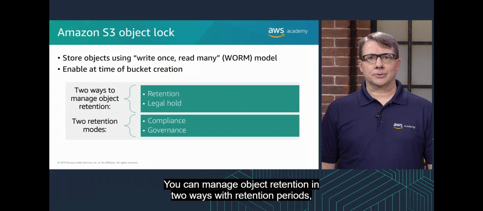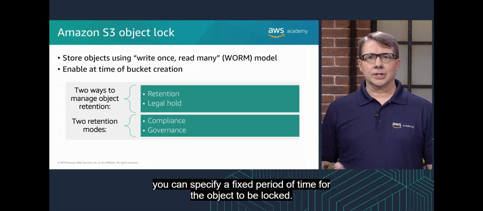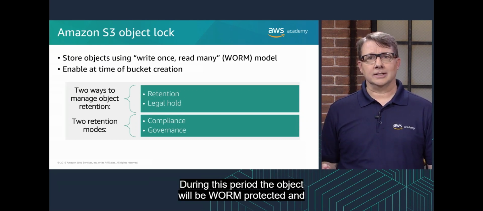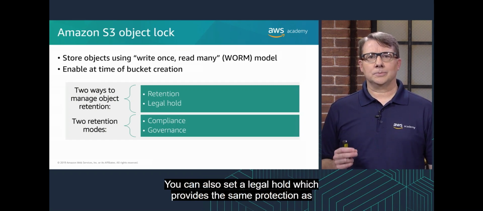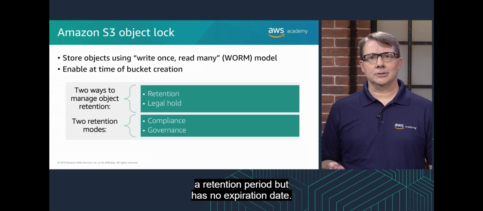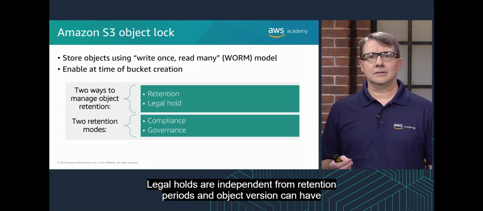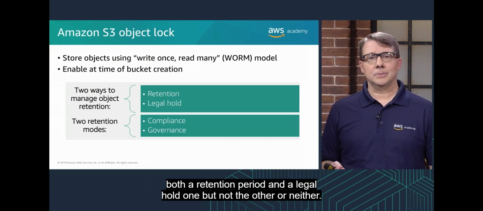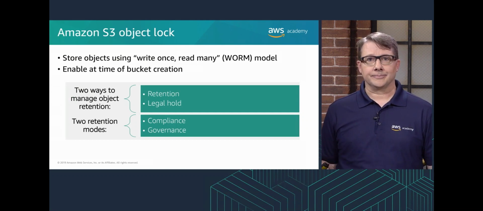You can manage object retention in 2 ways. With retention periods, you can specify a fixed period of time for the object to be locked. During this period, the object will be WORM protected and can't be overwritten or deleted. You can also set a legal hold, which provides the same protection as a retention period, but has no expiration date. A legal hold remains in place until you explicitly remove it. Legal holds are independent from retention periods. An object version can have both a retention period and a legal hold, one but not the other, or neither.